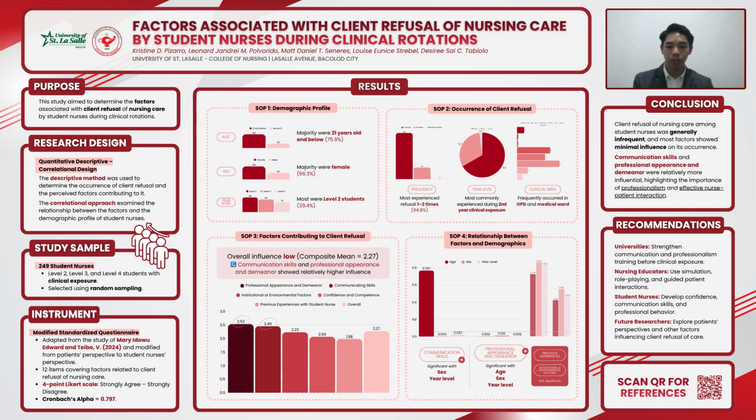Next, for the perceived factors contributing to client refusal of nursing care, the results show that the overall influence of these factors was interpreted as low, with a composite mean of 2.27. This indicates that the identified factors generally have minimal influence on client refusal of nursing care. Among the factors examined, communication-related behaviors and professional appearance and demeanor were observed to have relatively higher influence compared to the other factors. These findings suggest that patients may be more sensitive to how student nurses communicate, interact, and present themselves when providing nursing care. Overall, the results highlight the importance of effective communication and professional appearance and demeanor in promoting patient acceptance of care provided by student nurses.